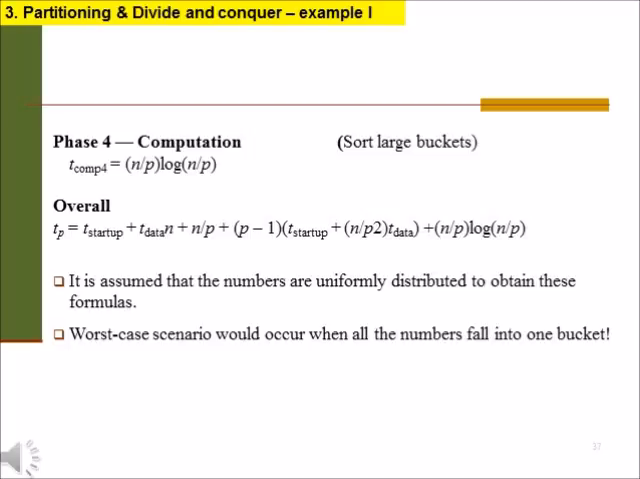If the numbers are not uniformly distributed, some buckets would have more numbers than others, and sorting them would dominate the overall computation time. In the worst-case scenario, all the numbers might fall into the same bucket.